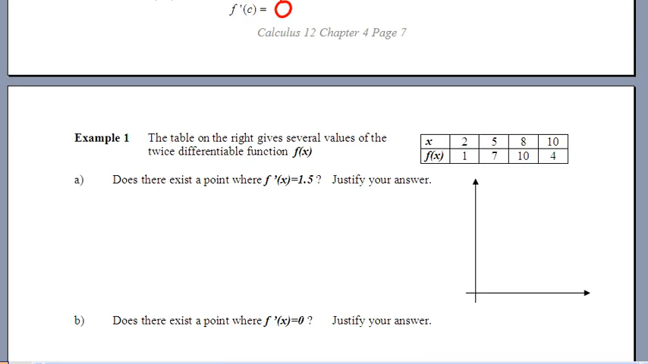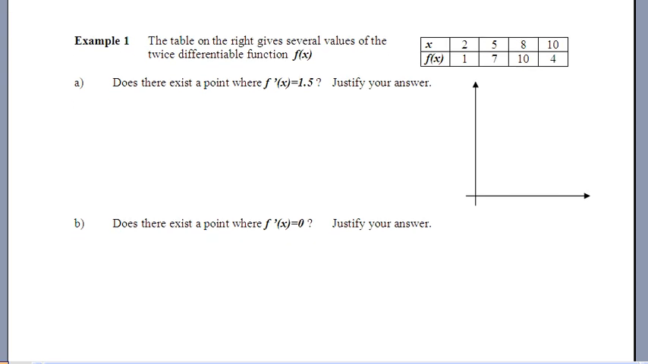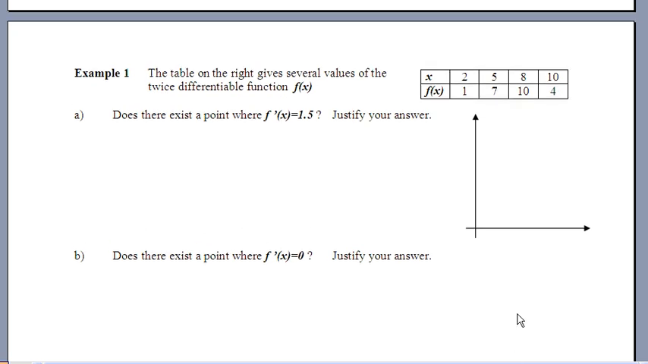Okay, on the next page are some examples for using the mean value theorem. These are not easy theorems to use, and you have to be really careful as you go and apply them. A lot of students find these a bit tough. Let's see if we can get this to work. The table on the right gives several values of the twice differentiable function. So when it says twice differentiable, what they're saying is that if you were to go and look at the derivative is perfectly happy.